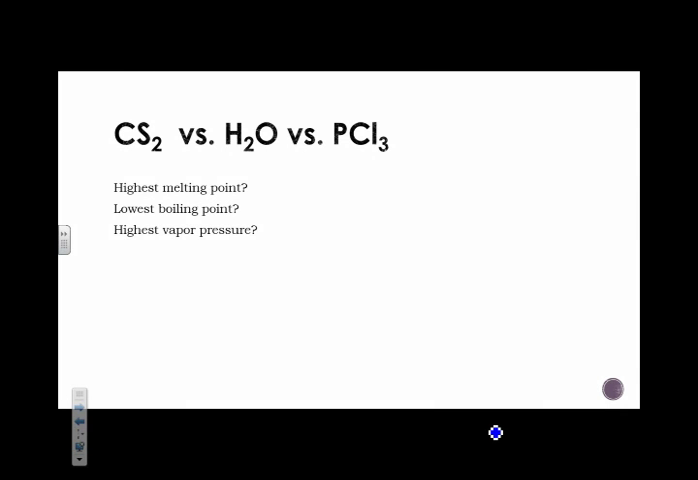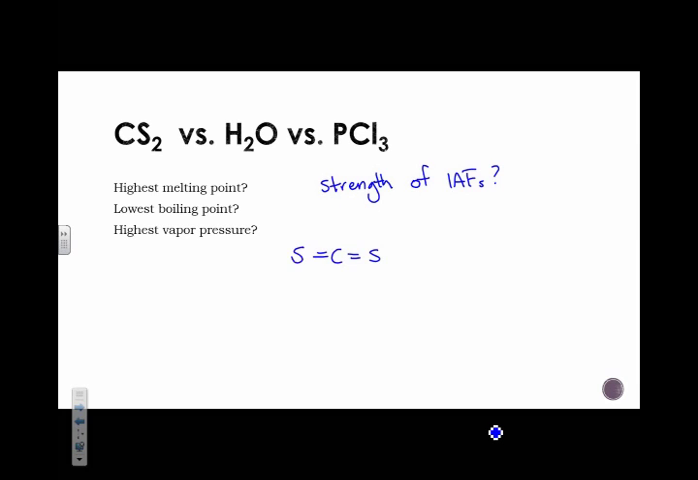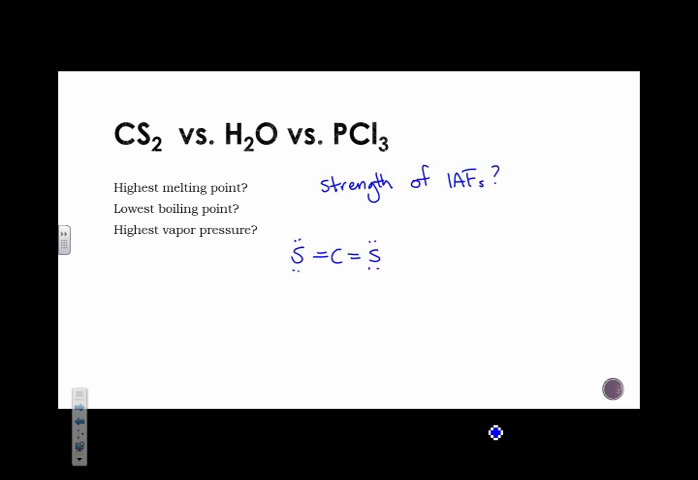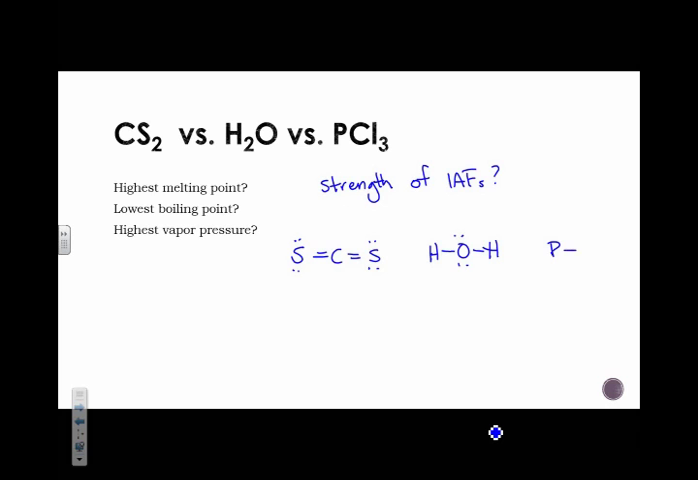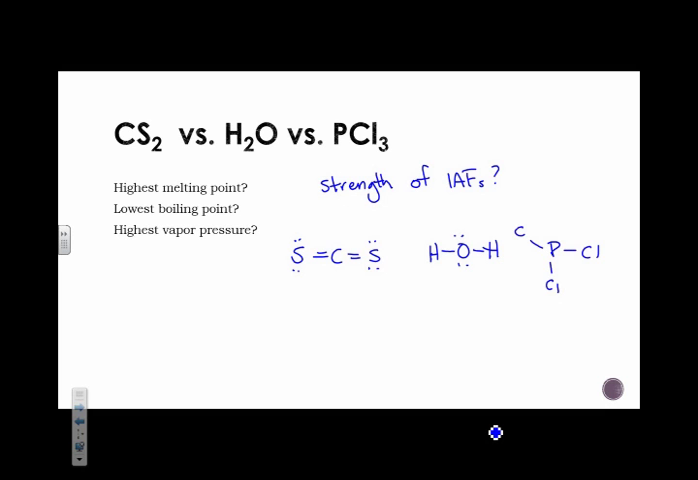So let's consider carbon disulfide, water, and PCl3. In order to answer the question of who has the highest melting point or the lowest boiling point or the highest vapor pressure, we have to consider who has the strongest intermolecular attractive forces. That's really what this question is asking. So we want to know the strength of the intermolecular attractive forces. And to do that, we have to identify what the intermolecular attractive forces are by drawing a Lewis dot structure for each of these. For water, you probably don't need to really draw the Lewis dot structure at this point, but we'll just be thorough and take care of that.